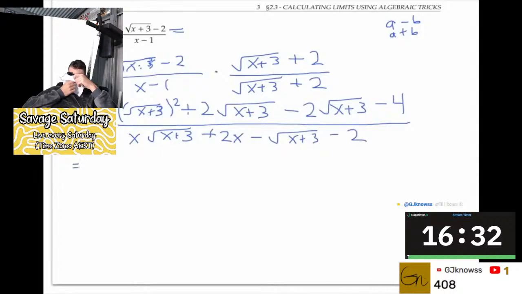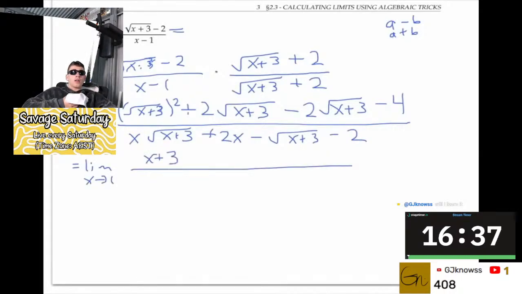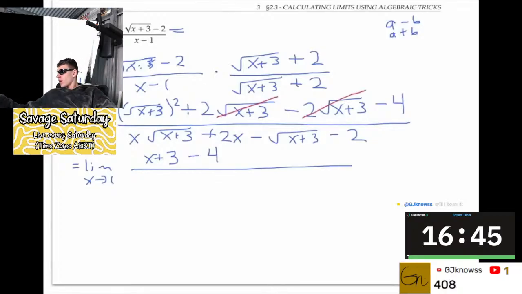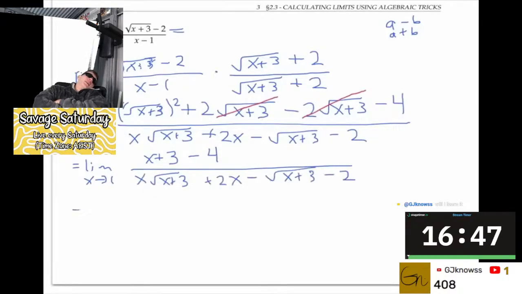Now let's see what simplifies here. So the square root of x plus 3 squared is just x plus 3. And I see that this expression and this expression are opposite, so they subtract to 0 here. So on the numerator, I just have x plus 3, and I still have the minus 4. The denominator looks a little messy. I'll just copy it over for now. Okay, so on my numerator, I'm getting x minus 1.